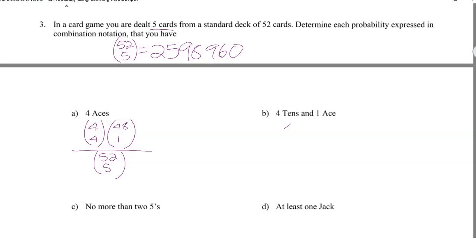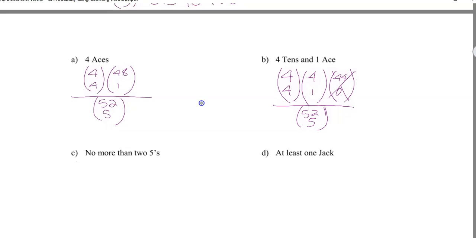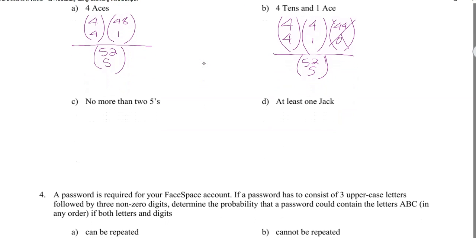4 tens, and 1 ace. So there are 4 tens. We want all 4 of them. There's actually only 1 combination, because we don't care about order, so order doesn't matter. You've got all 4 tens. You've got 1 ace. There are 44 cards left, of which you want 0. Generally speaking, we're probably not going to put that in. And 52 choose 5 for the total number. Again, we're not working any of these out, just leaving answers in combination.